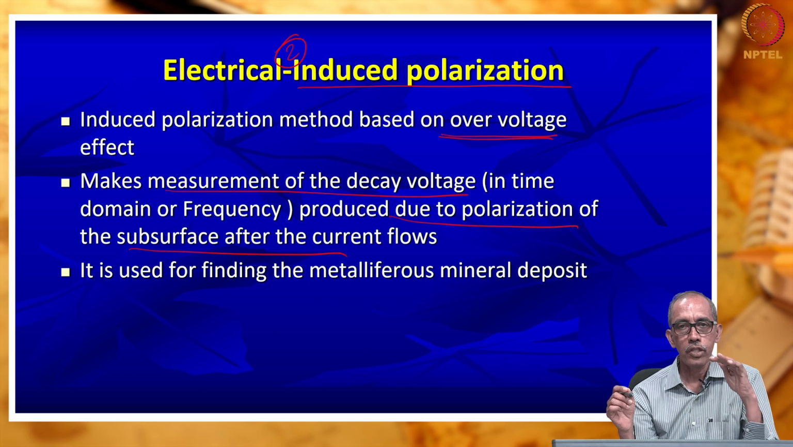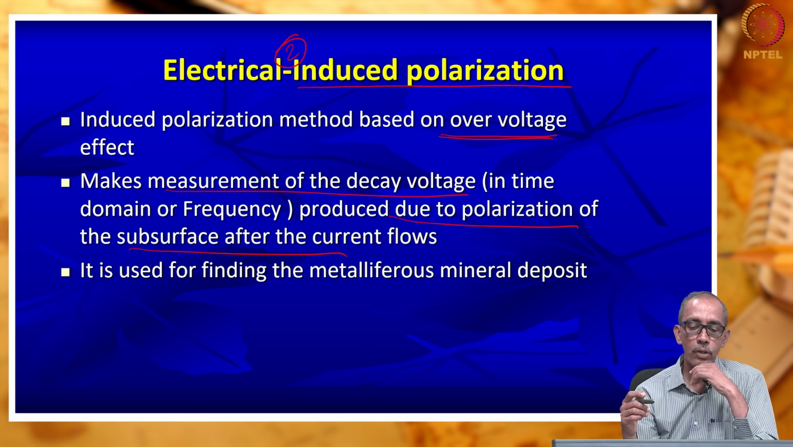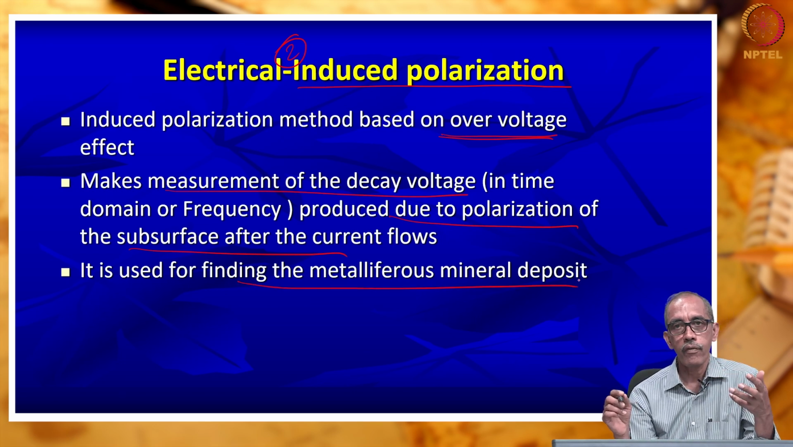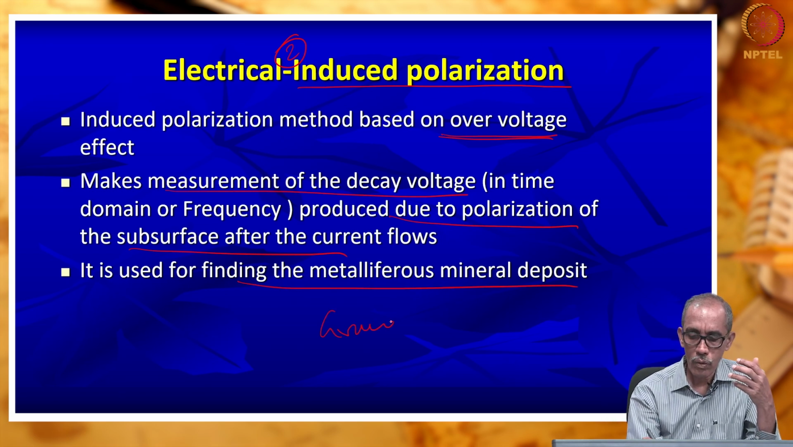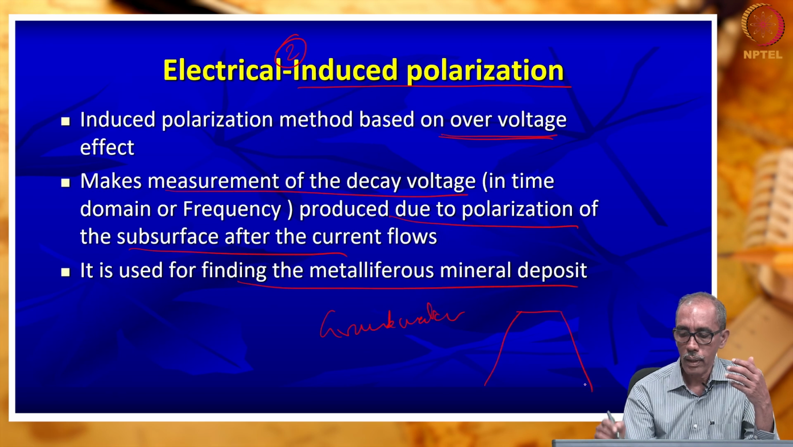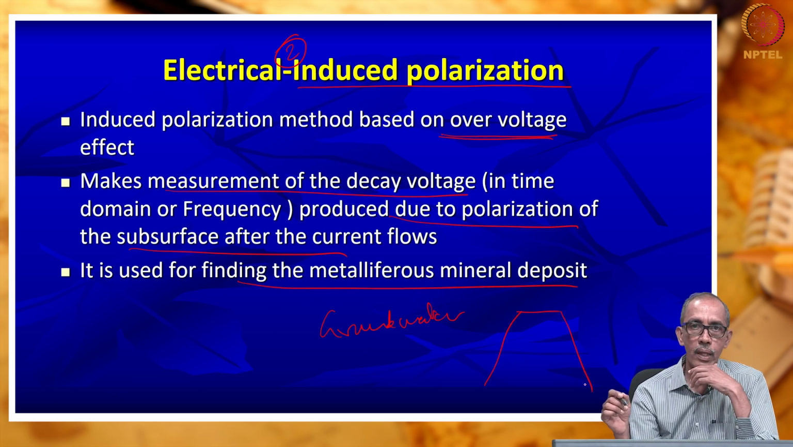We apply current, stop the application of the current, but the subsurface of the earth remains energized. We are able to measure some potential for some time. This method is known as induced polarization method. It is used to detect metalliferous deposits, mineral deposits and also groundwater flow, right, especially along the earthen embankments.